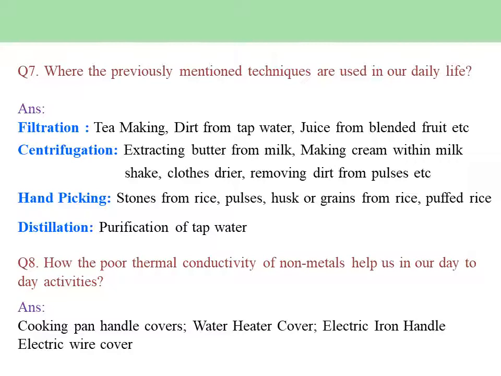Electric iron handle, we have seen that one. The base is made up of metal, but the top one is plastic, so we do not feel that heat. Electric wire cover, the plastic cover is there, so we will not feel the heat, as well as the electricity also. Poor thermal conductivity is helping us, right?